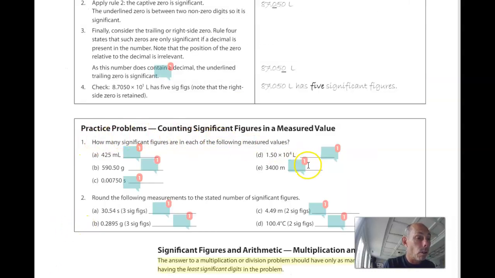I would encourage you to do this first practice problem, to do 1A, B, C, D, and E, to pause your video right now, and then come back once you've done it and see how you did.